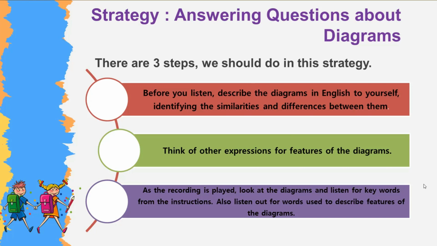If the diagrams only 2, so between diagrams. If the diagrams has 4, yeah, there are 4 diagrams there though, so you have to find and identify the similarities and differences among the diagrams. Okay, and then think of the other expression for visuals of the diagrams.